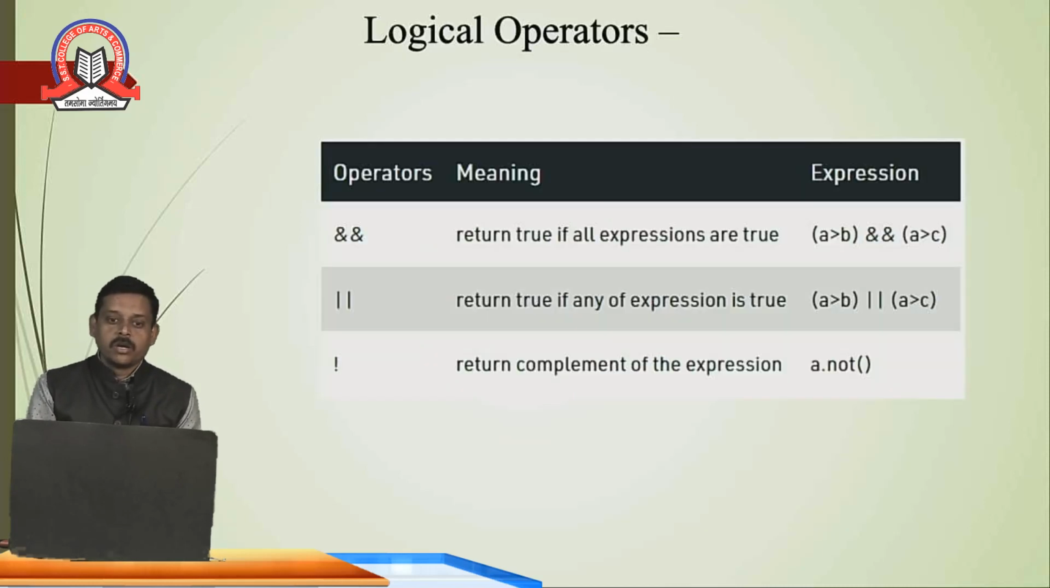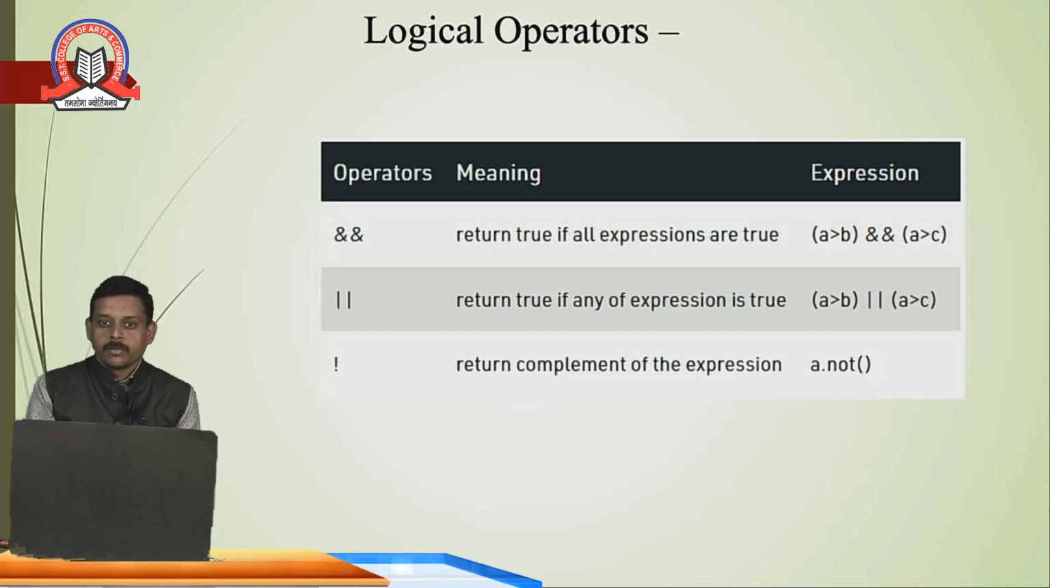Similarly, we have logical operators, as we have in other languages. For logical operators, we have the ampersand symbol, the pipe symbol and the exclamation mark. The double ampersand returns true if all expressions are true. For example, A greater than B and A less than C. If both conditions are true, then the value of this statement is true, otherwise it will be false.